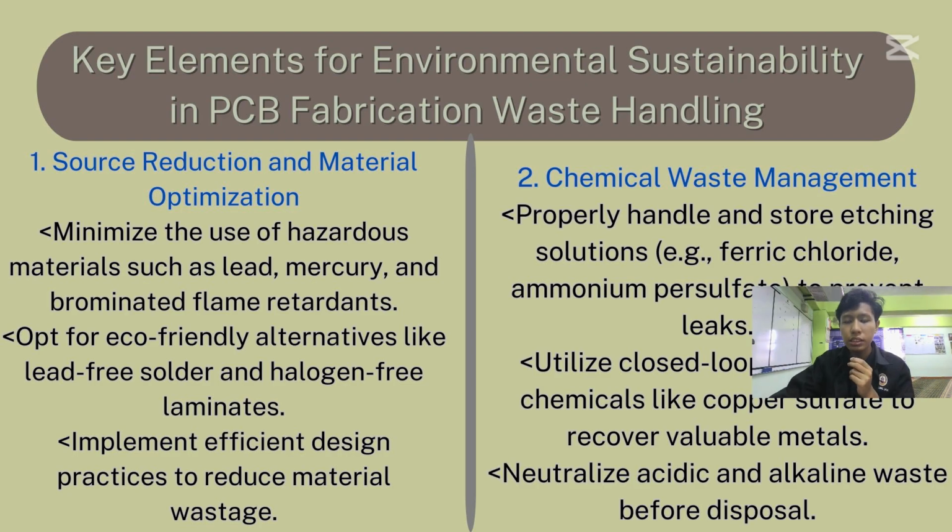Key number 2 is chemical waste management. Properly handle and store etching solutions such as ferric chloride and ammonium persulfate to prevent leaks. Utilize closed-loop systems for chemicals like copper sulfate to recover valuable metals, and neutralize acidic and alkaline waste before disposal.